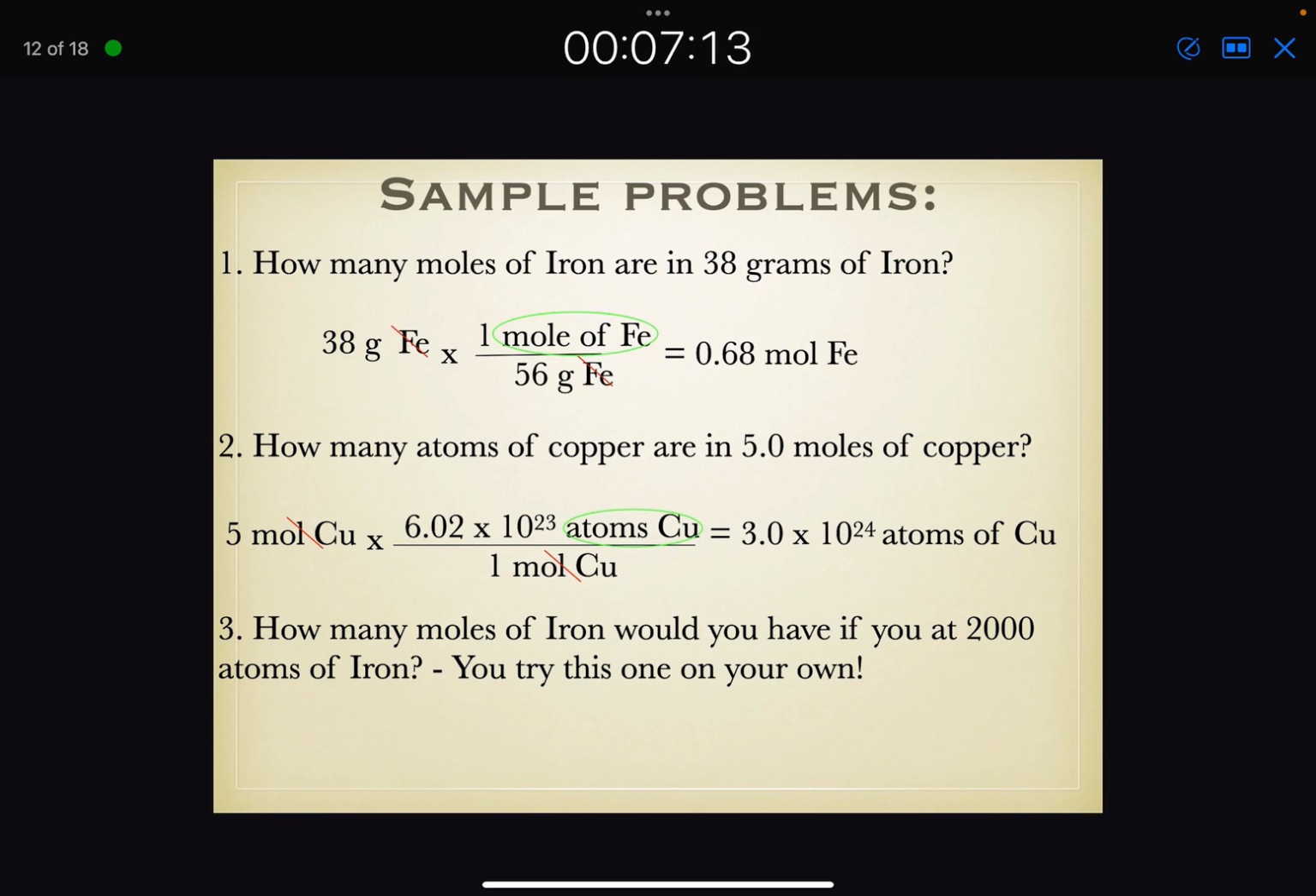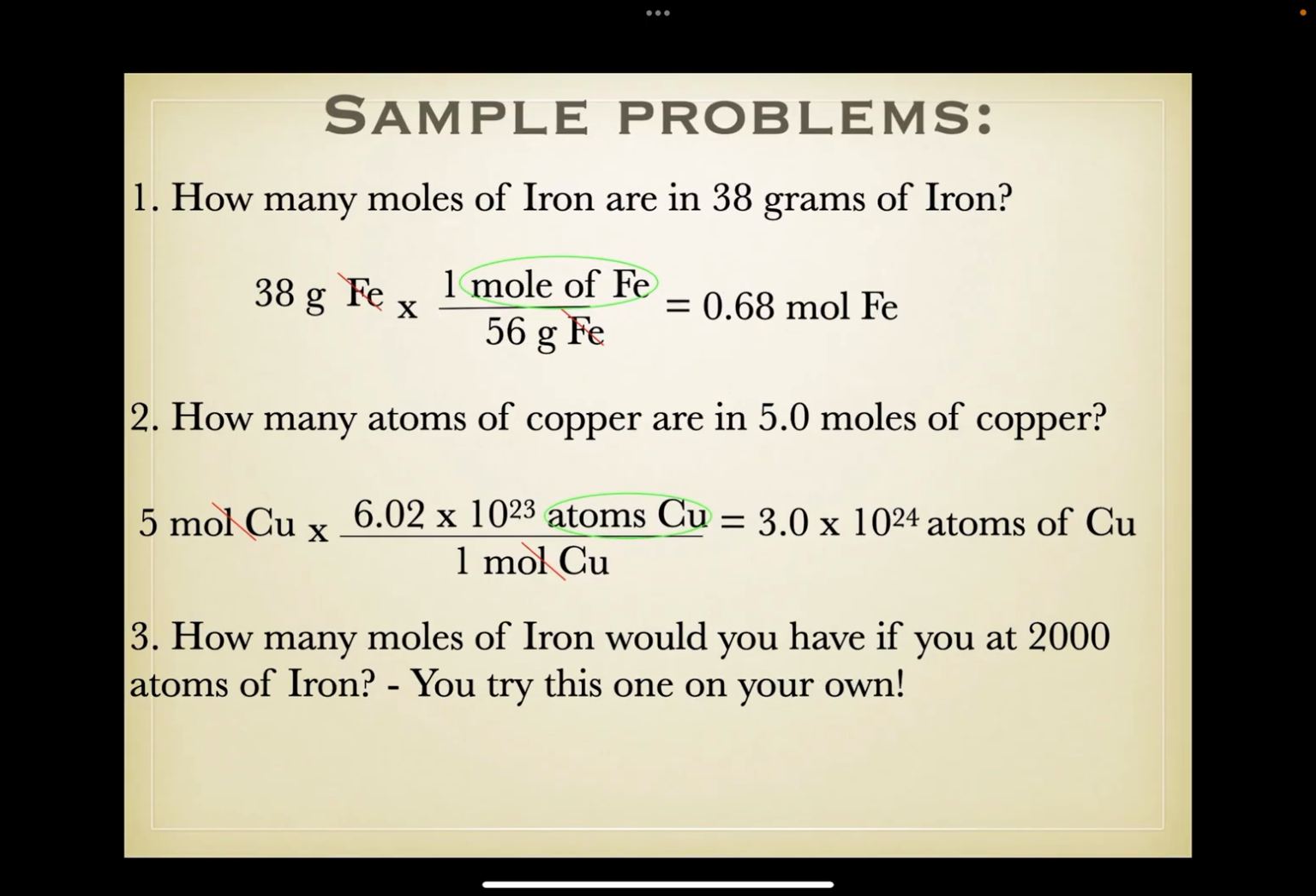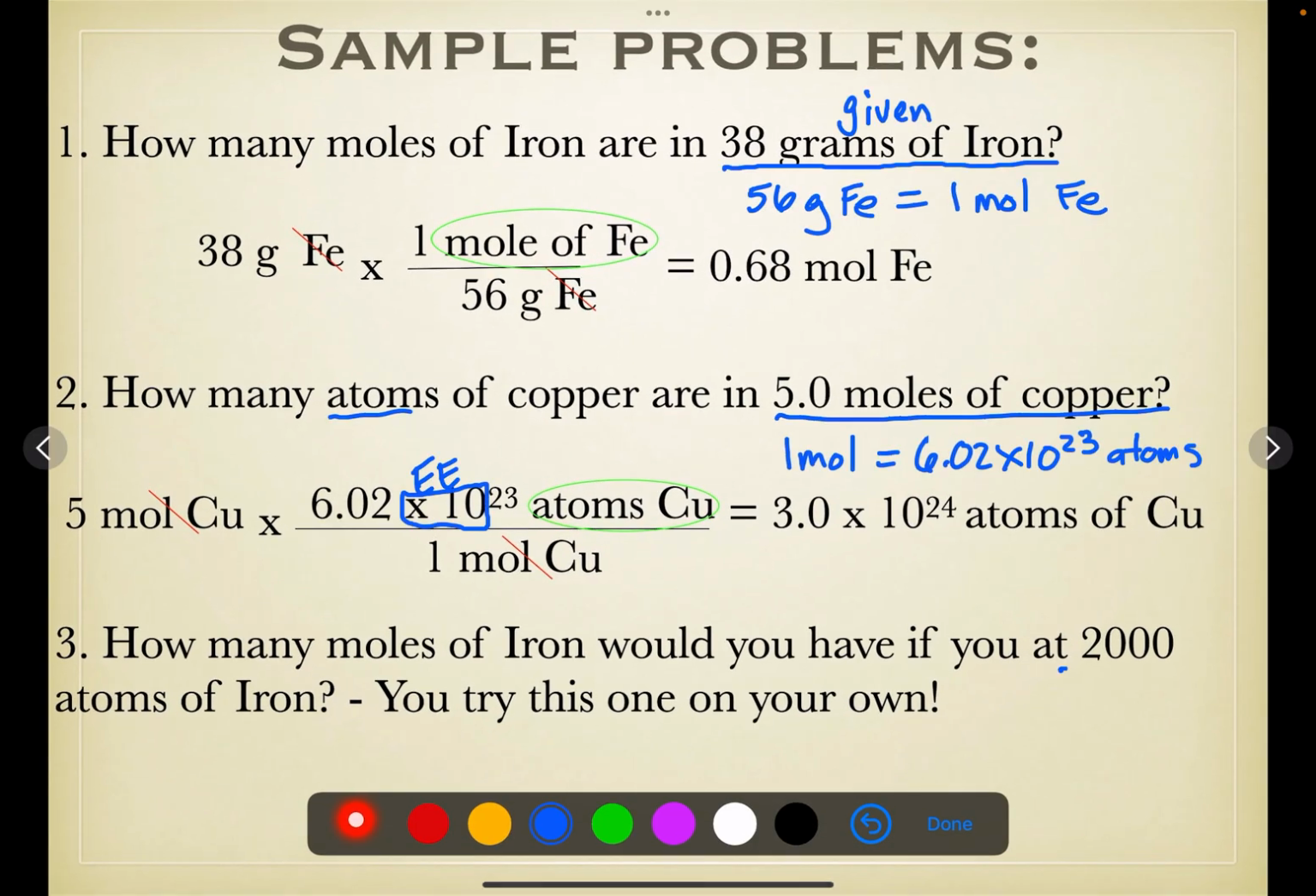Okay, so for number 3, very similar. Start with what you were given, and you're given 2,000 atoms of iron. Write down your given, times in a line, and then you're going to go back and use this equivalency to figure out what goes on top, what goes on bottom, and come up with your answer for how many moles of iron you will have. This will be an incredibly small number.